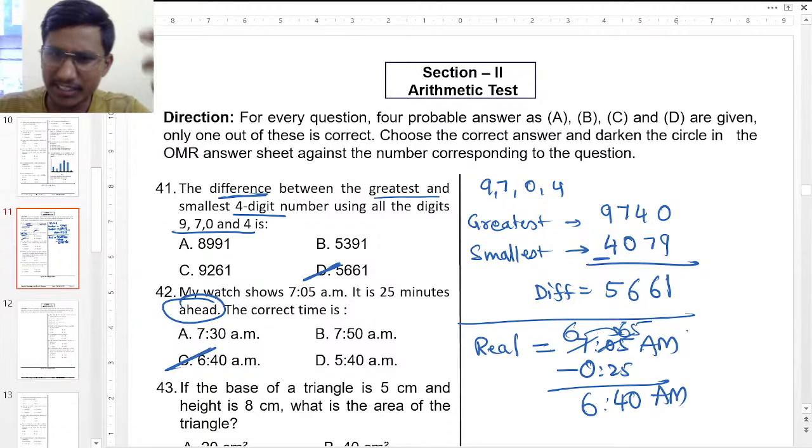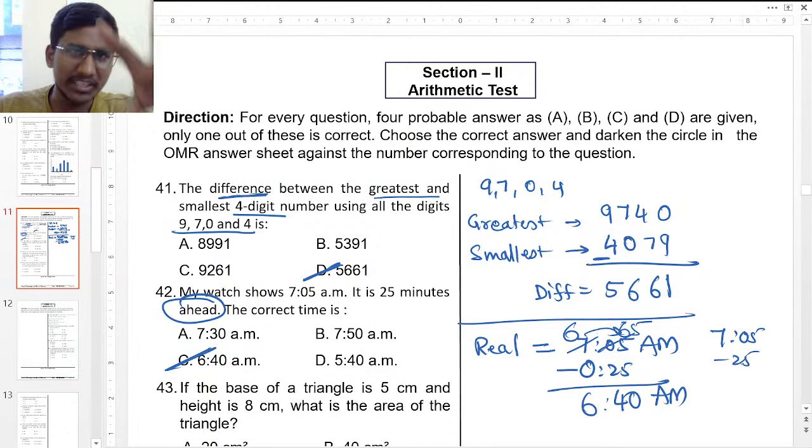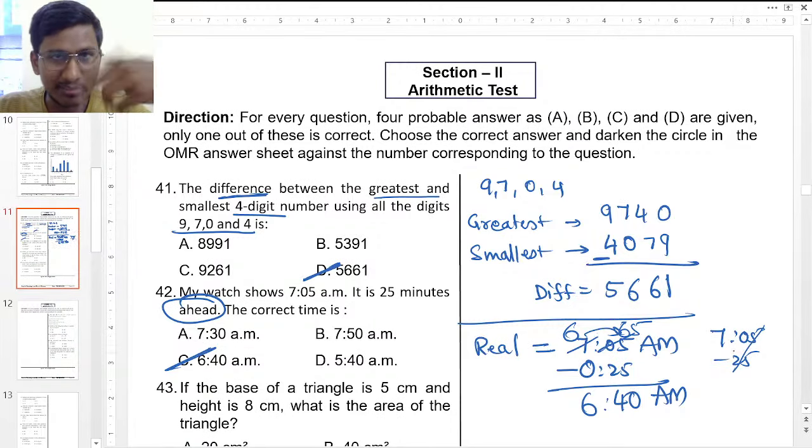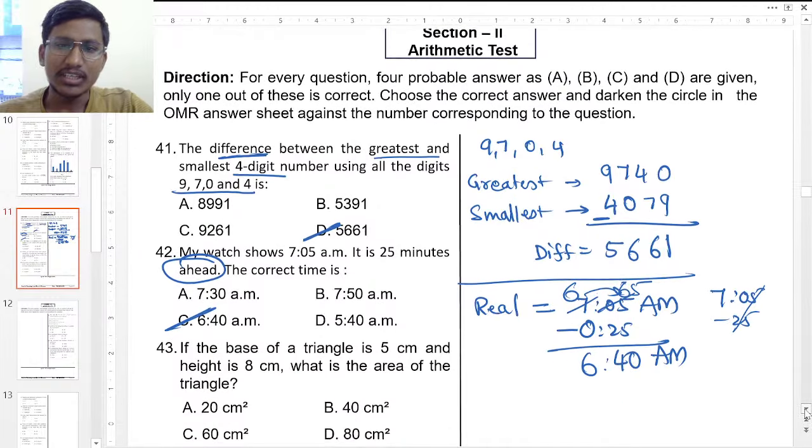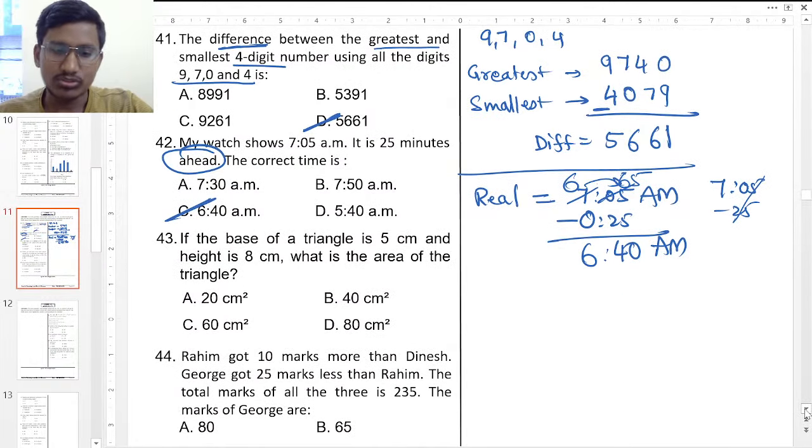Or you can directly do it. That is 7:05 minus 25 minutes. 5 minutes gone, 20 more minutes, so if you subtract 20 minutes from 7 hours, that is 6 hours 40 minutes. That is how you can get the answer. Option C is the correct one, right? Very good. Everyone got it? Understood? Very good. Now let us see question 43. I will give you some time, do it.